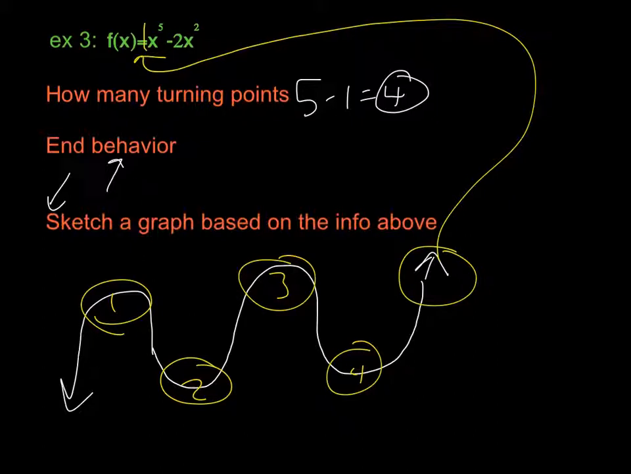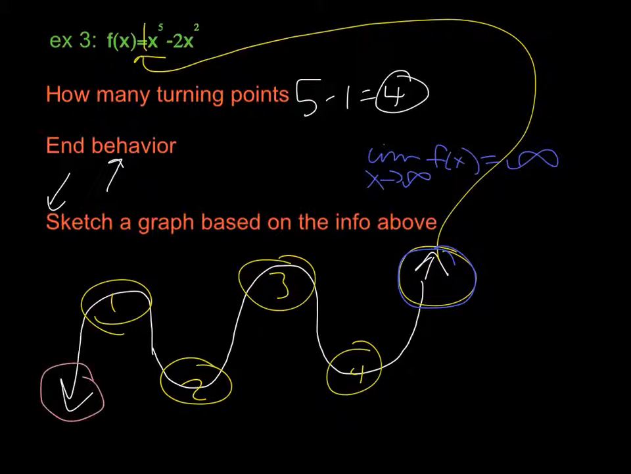And so for my end behavior, this is my right end behavior, my limit as x approaches infinity of f of x. It's pointing up, so it's going towards positive infinity. And on the bottom, my left end behavior, my limit as x approaches negative infinity of f of x is negative infinity.